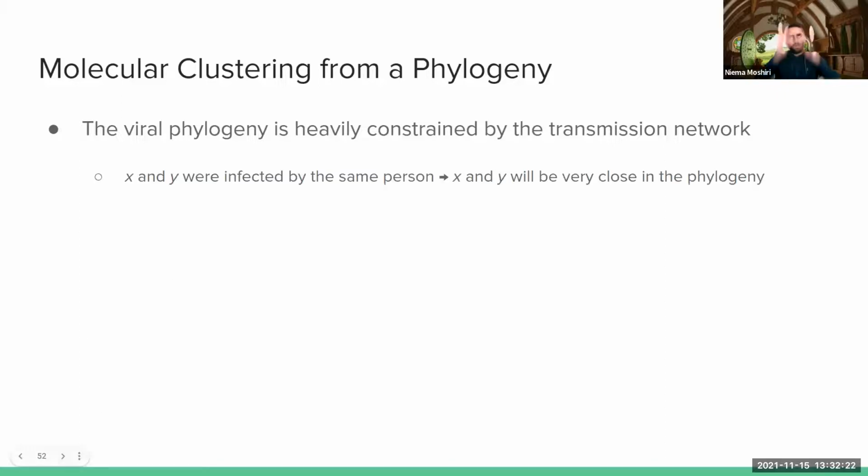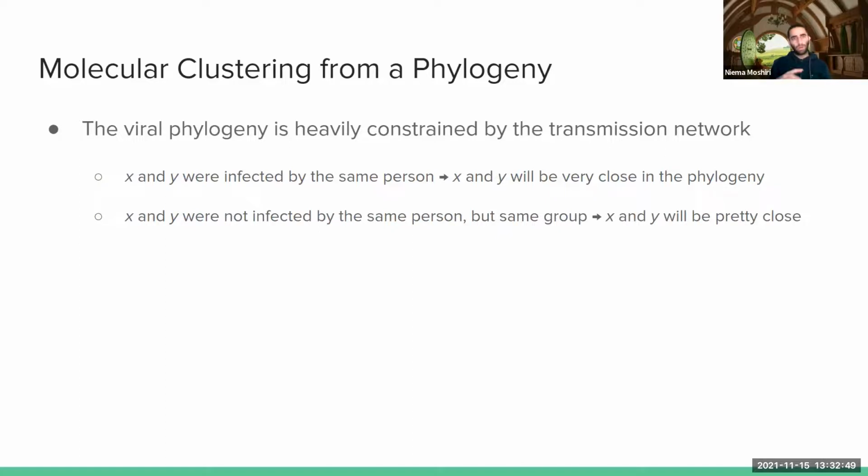So if you imagine we have this big evolutionary tree, and let's say person X and person Y, the viral genomes we sampled for them are somewhere on this big tree. If X and Y were both infected from the same person, I would expect that X and Y are going to be really, really close together on that evolutionary tree. So if this is the whole evolutionary tree, X and Y are probably going to be right next to each other.